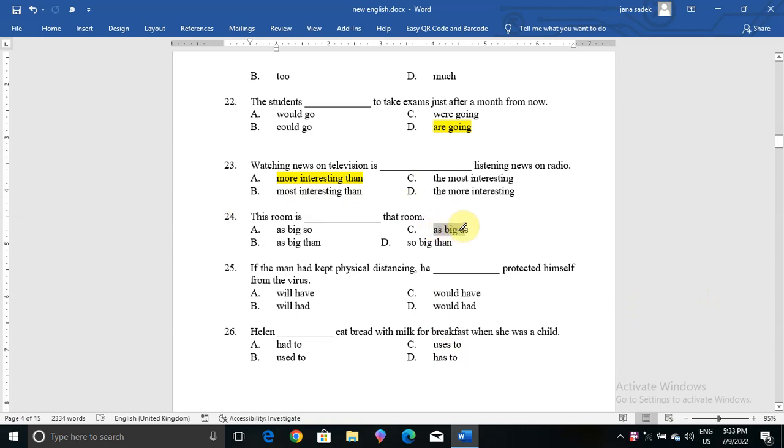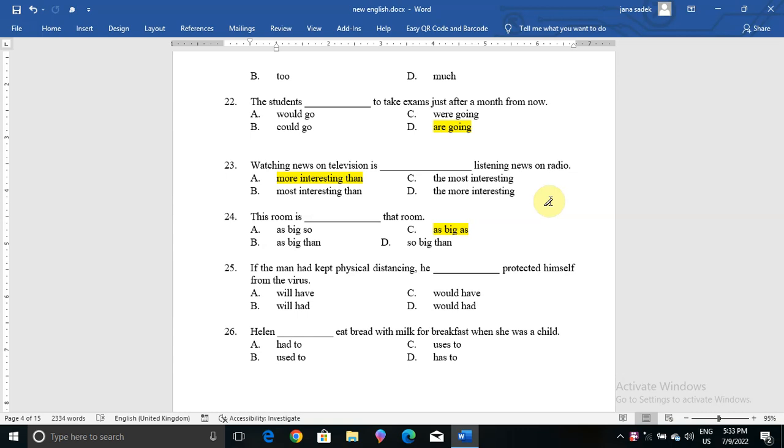Now question number 25, it says, if the man had kept physical distancing, he dash protected himself from the virus. Now what do we have here? If the man had kept, when he said had kept, that means had plus verb 3, right? And in the formula, it is condition 3, the third condition.